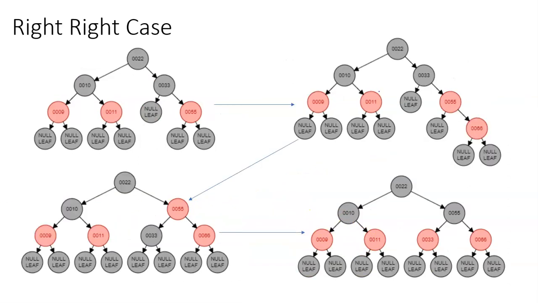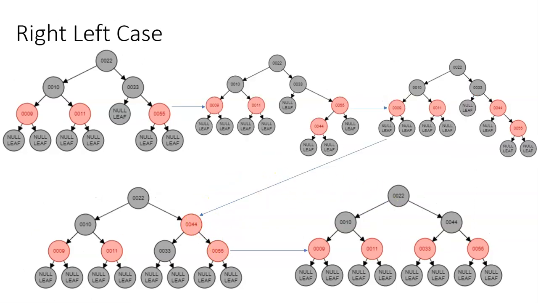For a right-right case, the parent is the right child of the grandparent, and the node we inserted is the right child of the parent. So, if we insert node 66, we first have to do a rotate on the grandparent node, which is node 33. We then swap the color of the grandparent and the parent's node, since we cannot have a red node have a red child.